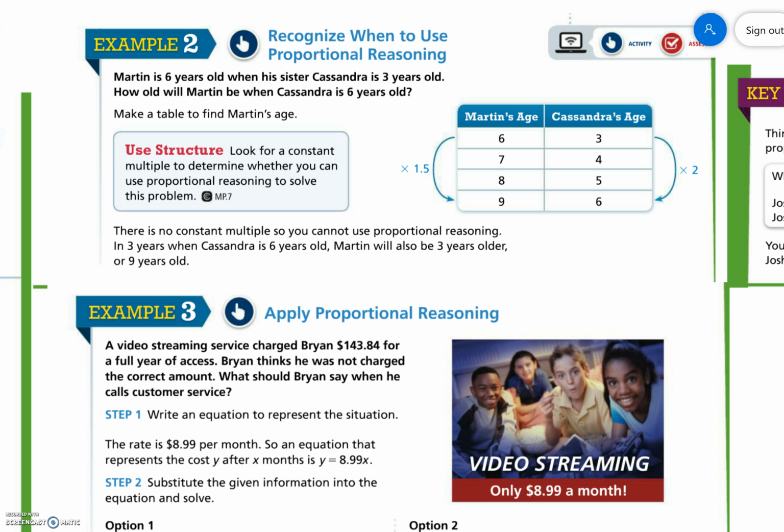So to go from 3 to 6, you multiply by 2. But 6 times 2 is not 9. So this is not a proportional relationship. There's no constant multiple. So you can't use proportional reasoning.